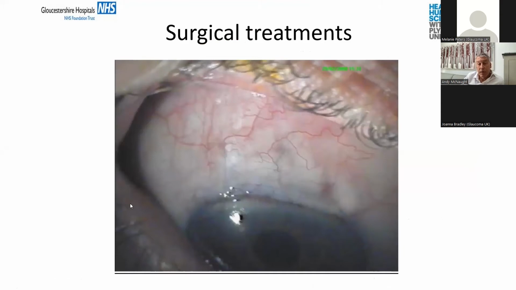Okay, surgical treatment. That's a picture of somebody who's just had a trabeculectomy. You can just about see the stitches underneath the conjunctiva there. On to the next one, thanks.